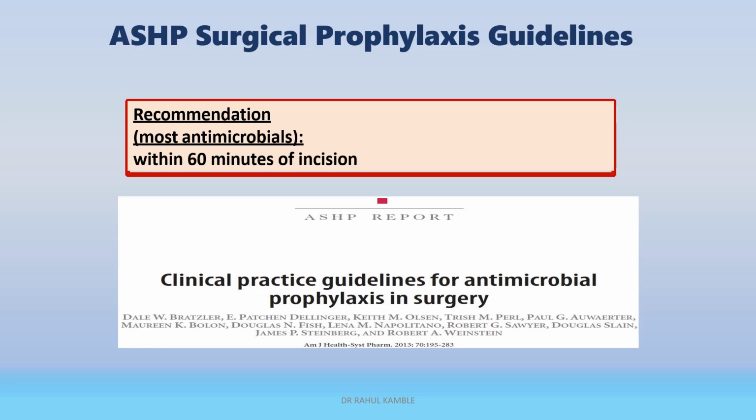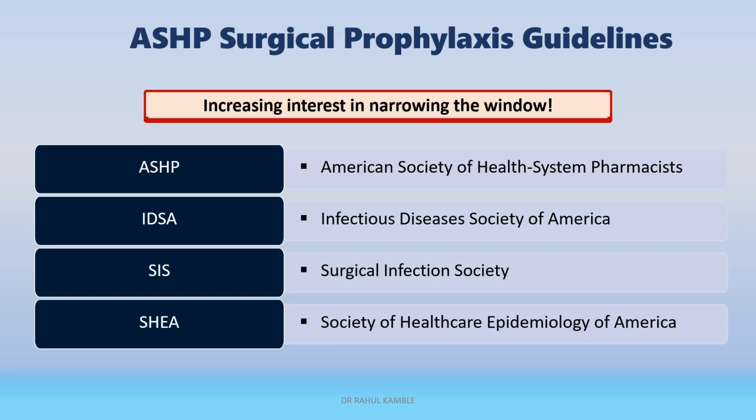The clinical practice guidelines for antimicrobial prophylaxis in surgery, as mentioned, can be used as a base for formulating the surgical prophylaxis guidelines. It was published in the American Journal of Health-System Pharmacy in 2007. There may be other similar guidelines like ASHP, IDSA, SIS, the Surgical Infection Society, and the Society for Healthcare Epidemiology of America.